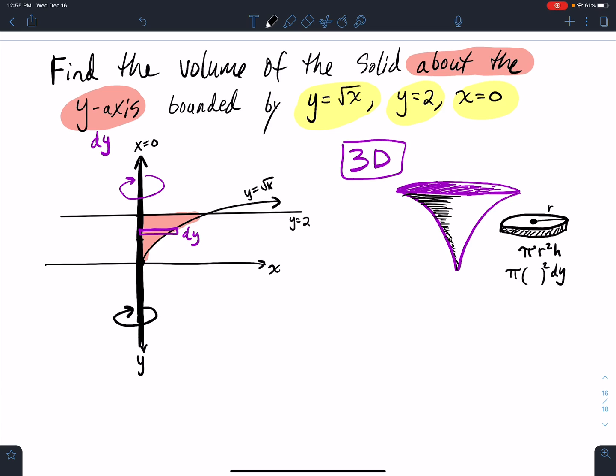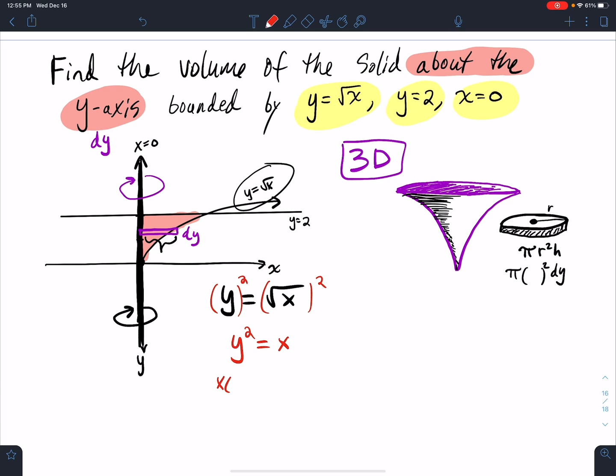How do I find this distance in terms of y? Well, right now, it's a function of x. But what can I do to rewrite y equals the square root of x as a function of y? I need to solve for x. So to do that, I'm going to square both sides. And so I have y squared equals x. So now my function, x as a function of y, is equal to y squared.